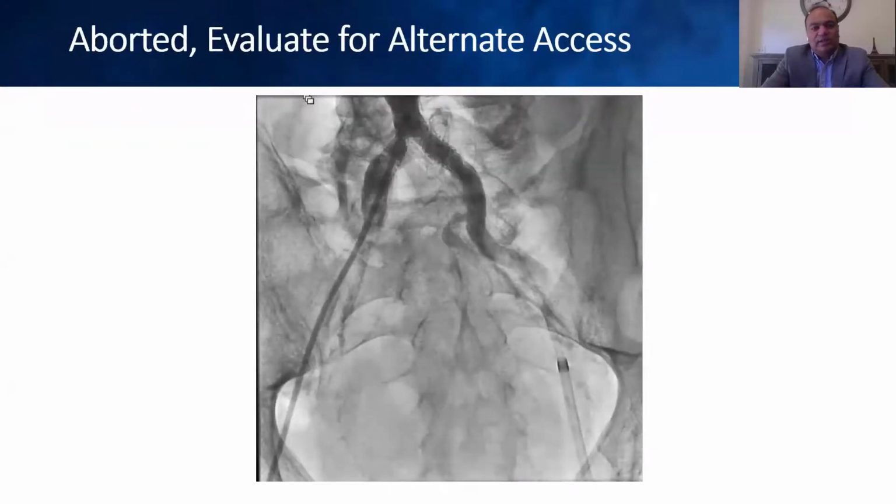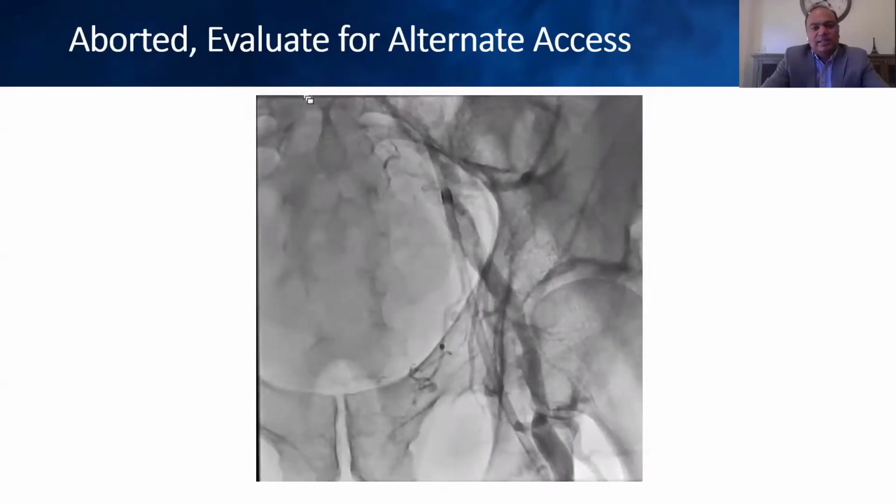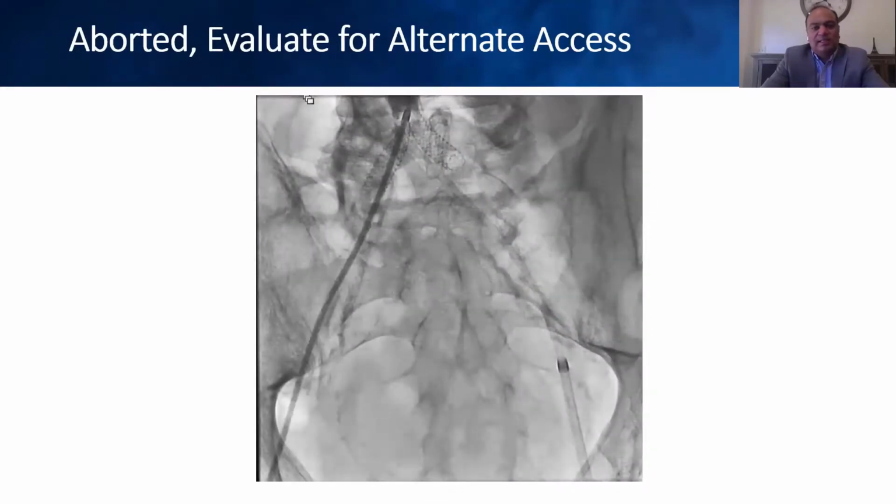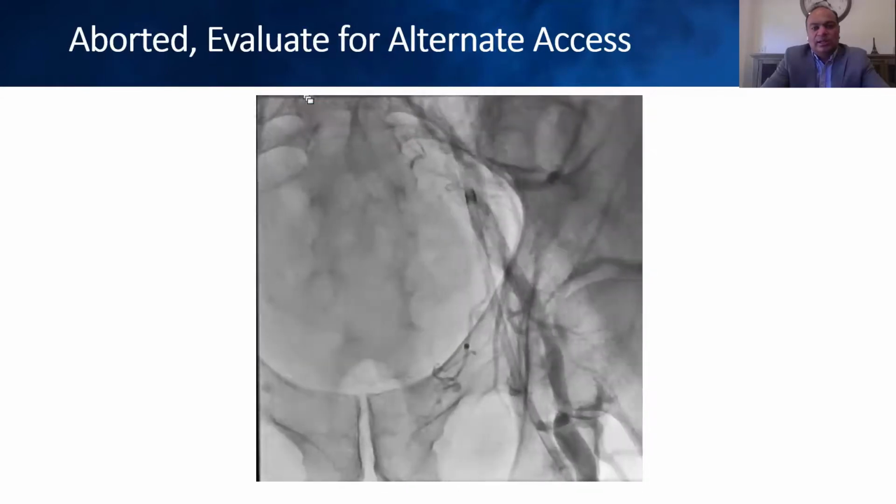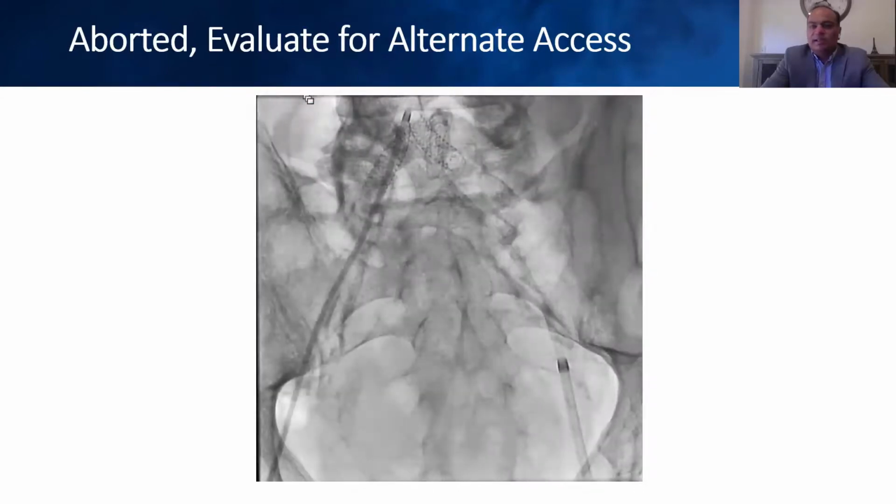This is the final angiogram, and you can see that there is some dissection at the lower edge of the stent, just telling you the injury that was happening with the dilator advancement.